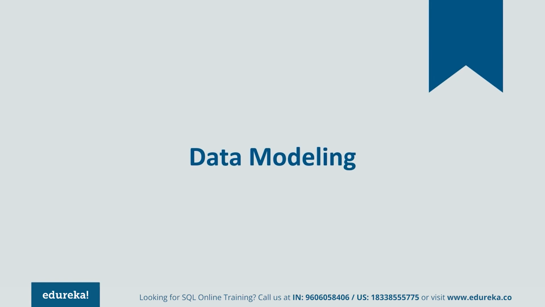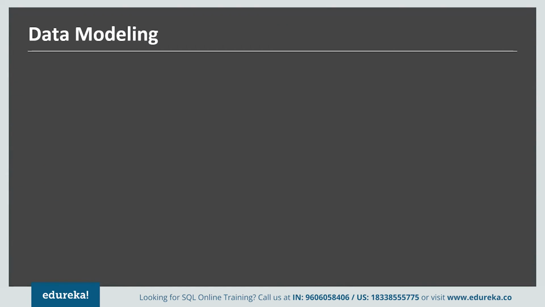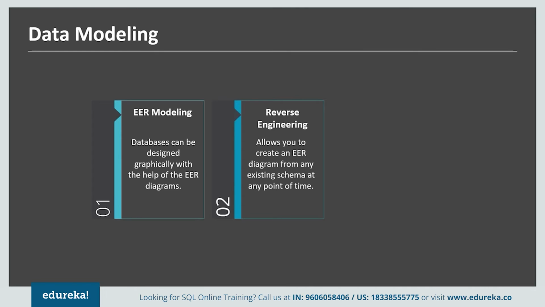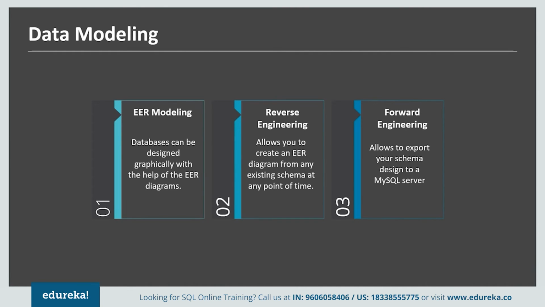that is basically our data modeling. So as I mentioned before, the data modeling module is basically used to design your databases. So this lets you work with enhanced entity relationship models. So you can create a new model, or you can also create a model of an existing database by reverse engineering. Or data modeling also allows you to export your schema design to a MySQL server. Let me just shift back to my MySQL Workbench and show you how that's done.